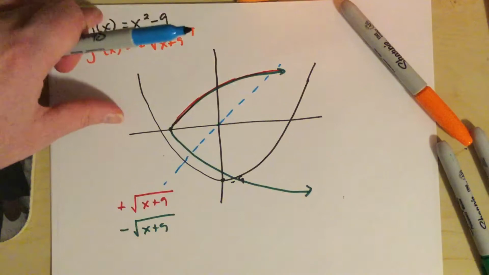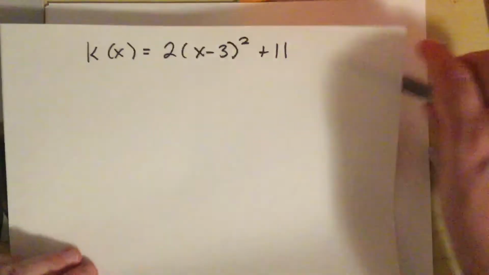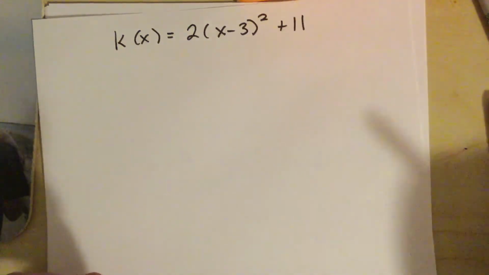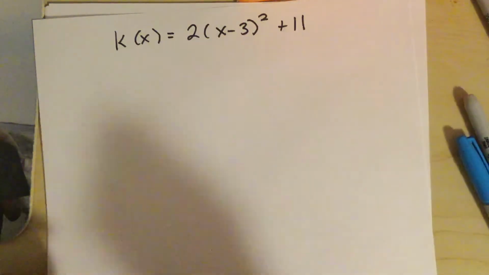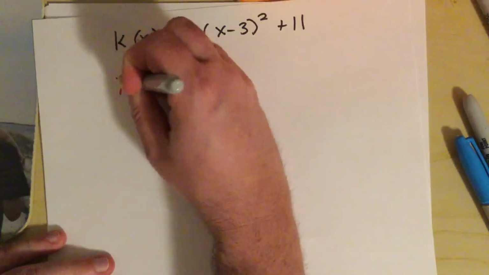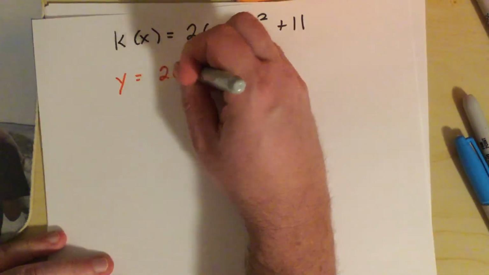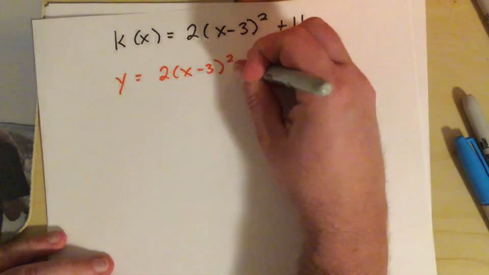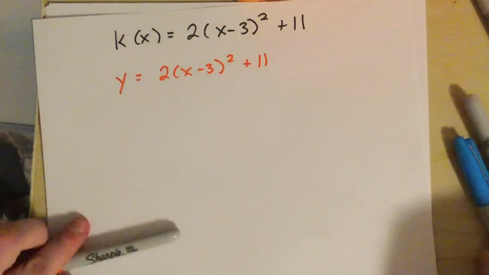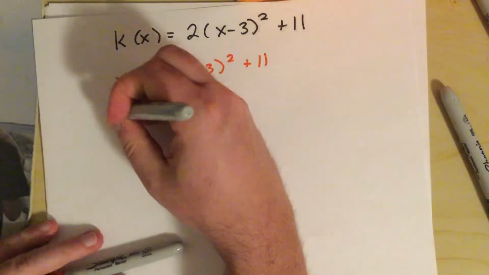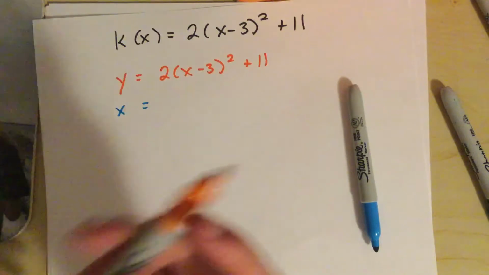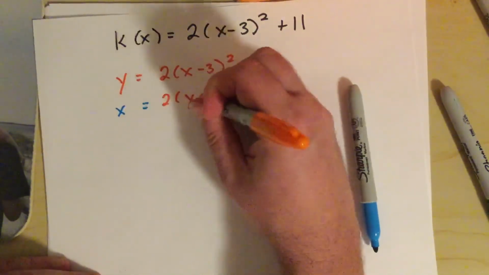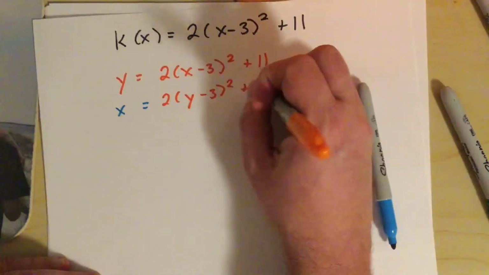Should we do one more? Fine. We'll squish one more in. Let's find the inverse function of this one over here. So we have y equals 2 times x minus 3 squared plus 11. Switch the x and the y's. X equals 2 times y minus 3 squared plus 11.